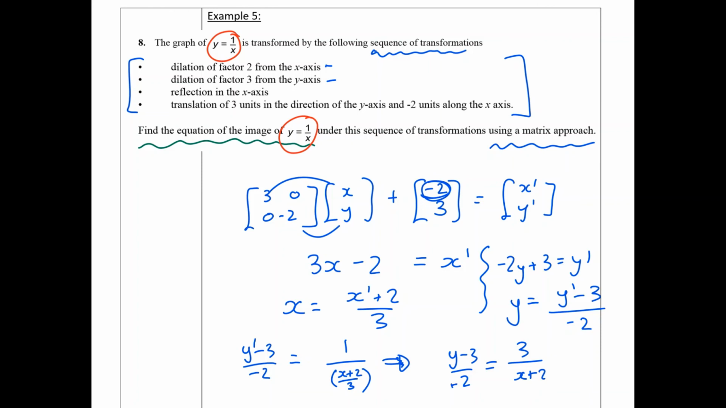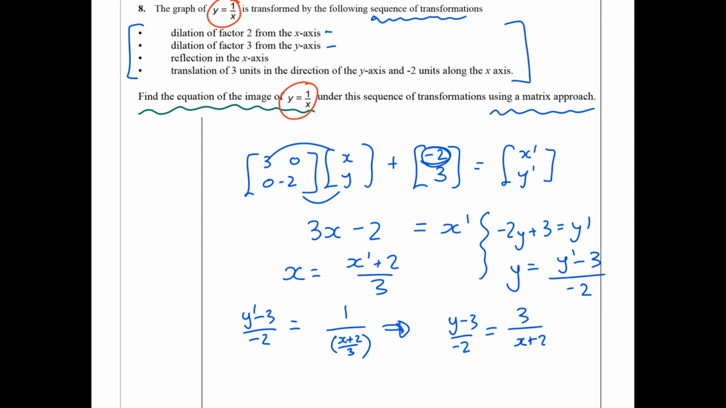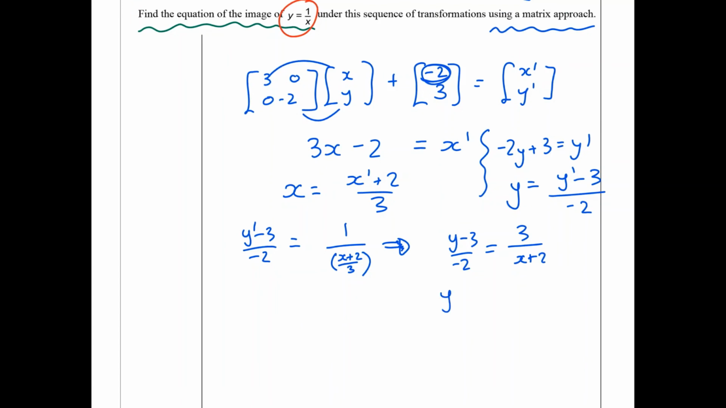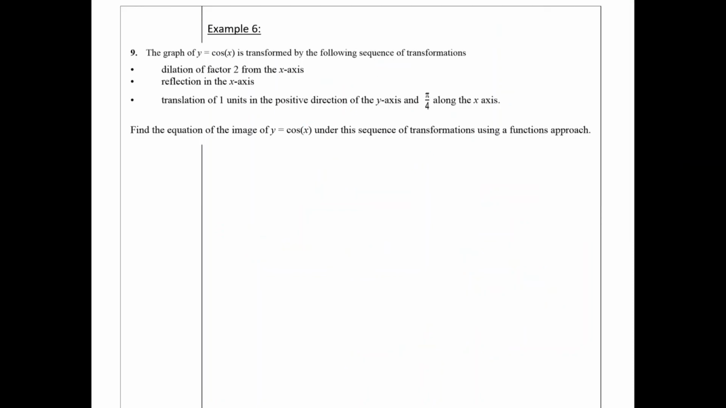I don't need that anymore. If I multiply by negative 2, sorry, that looks like a positive there, it's a negative. Multiplying by negative 2 means that we get y minus 3 is negative 6 over x plus 2. And if I add that 3, y equals negative 6 over x plus 2 plus 3. And that's the equation of the image. Now example 6 is really just to show you that this can also be done using a functions approach. So just to summarize this video, I'm going to do a quick example for you using the functions approach.